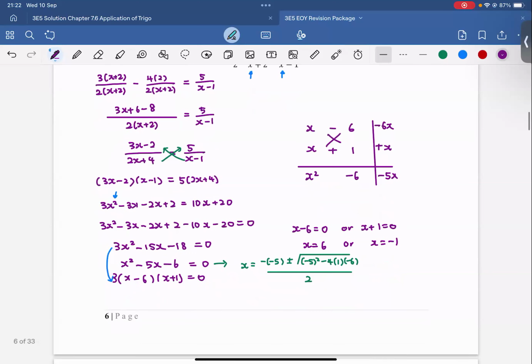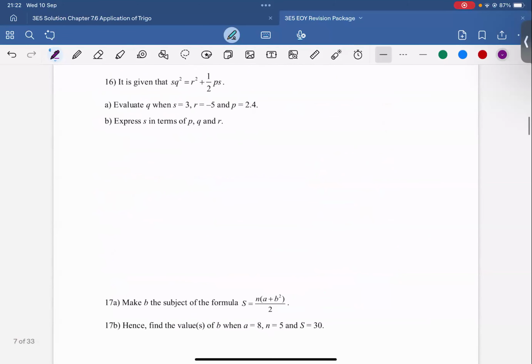Okay, next. Question 16 is given that this, evaluate Q. Evaluate means your answer is a number. So this is not that simple. Whenever you replace, remember to draw a bracket. R squared, you don't draw bracket, you will get it wrong. P is 2.4, S is 3. So this is just 3Q square. This is just 25. And this is just 3.6.